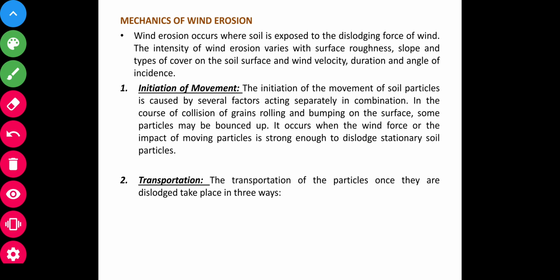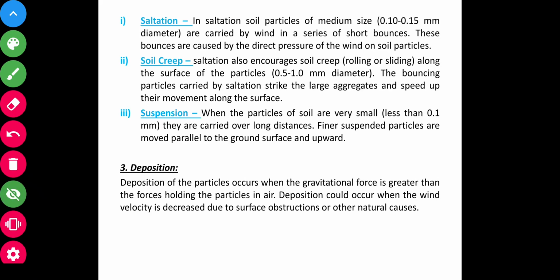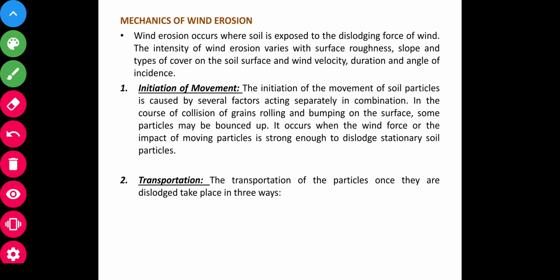Now, the whole process of wind erosion is completed in three different phases. The first phase of wind erosion is the initiation of movement. The second phase is transportation, and the third phase is the deposition. Now, one by one, we will take all three phases of wind erosion.